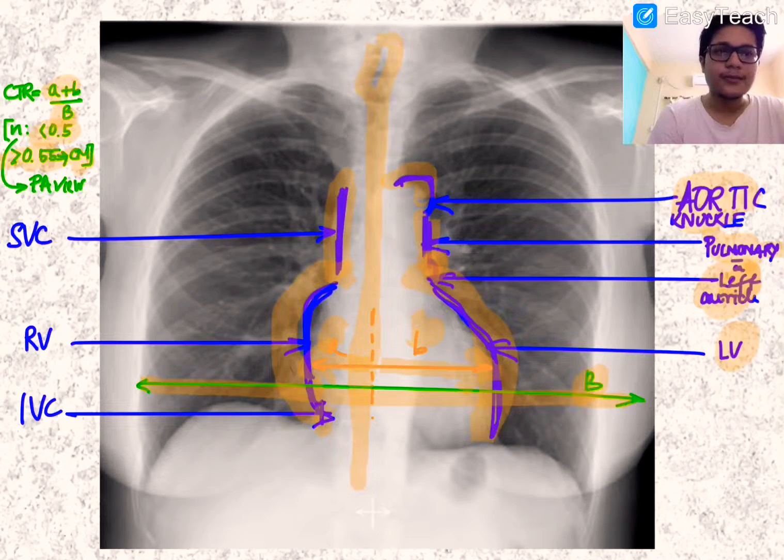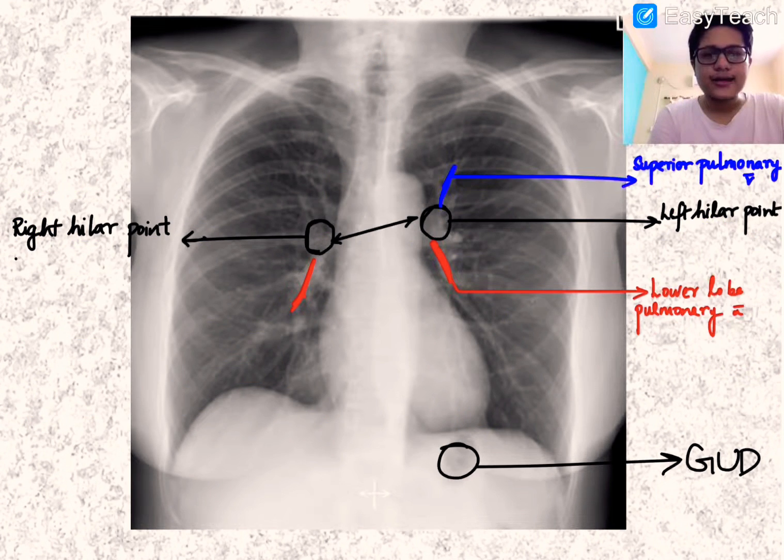Why? It's a bit complicated explanation for that. I'll deal with it in another video. Okay, so chest X-ray PA view, if the cardiothoracic ratio is more than 0.55, then it's a confirmed case of cardiomegaly. Now let's have an understanding of the hilar shadows.